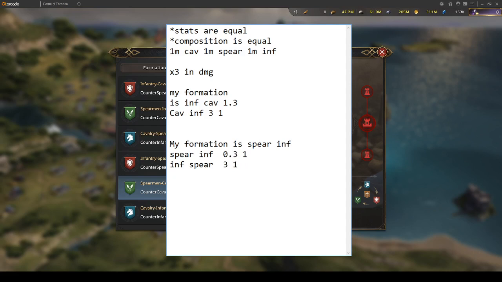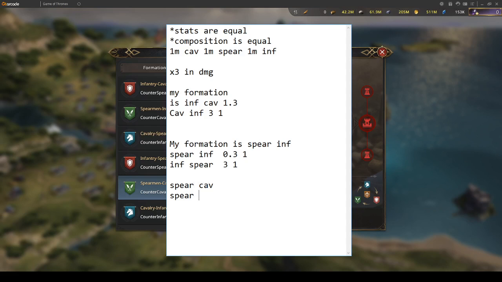Okay, then the last one will be spear cav. If I see spear cav, I'm going to choose a front line that counters both of them. If I choose infantry spear here, it's not very good because his second line cav is attacking my first line infantry at x3. So if I'm looking at this, I'll go spear because my spear goes even and I'm dealing 0.3 to his infantry.